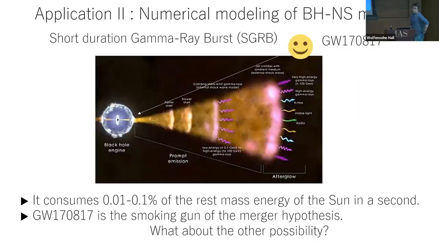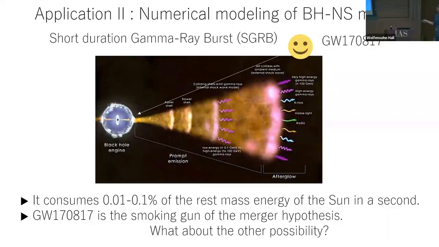Okay, let's move on to the second topic. I'm going to talk about our latest modeling of black hole neutron star mergers. A black hole neutron star merger could be a central engine of short gamma-ray bursts. Short gamma-ray bursts are the most energetic explosive phenomena in the universe. They release 0.1% of the rest mass energy of the sun on a timescale of seconds, in particular for a short case.